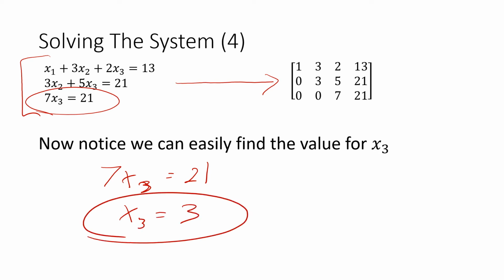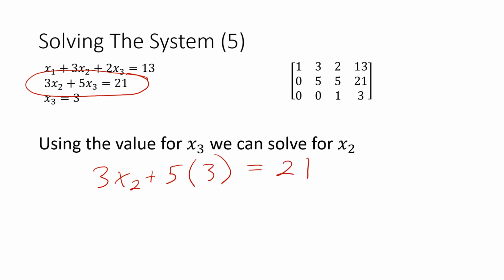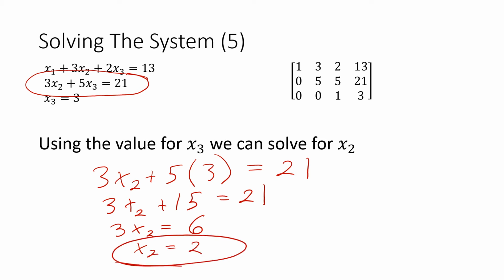Here is the first variable solution. So now I have x3 equals 3. I can use that now to solve for x2 because I have that equation. So 3x2 plus 5x3. Well, I know that x3 is equal to 3, equals 21. 3x2 plus 15 equals 21. 3x2 equals 6. x2 equals 2. Now I know what my x2 is equal to.